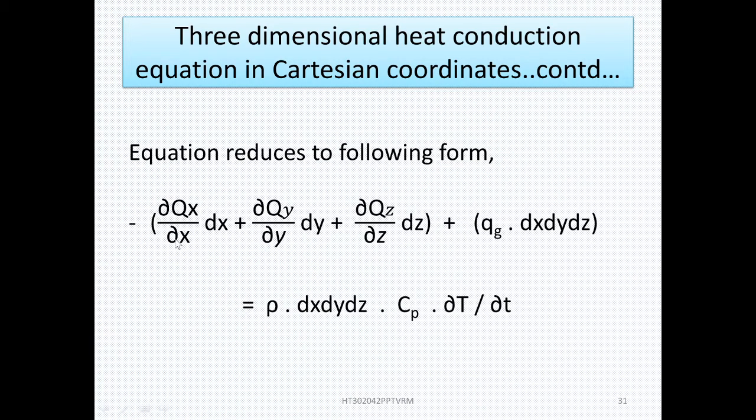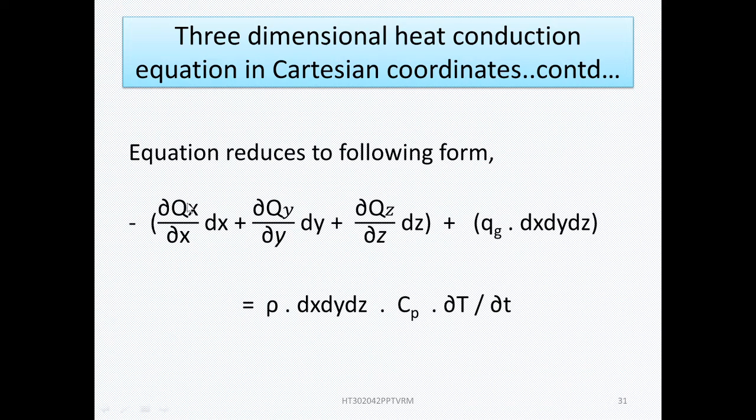Then what remains is ∂/∂x of qx dx plus ∂/∂y of qy dy plus ∂/∂z of qz dz. So this is what remains for energy in minus energy out. All the remaining parts, like energy generated qg dx dy dz and energy stored, that is rho dx dy dz cp ∂T/∂t, will remain as it is.